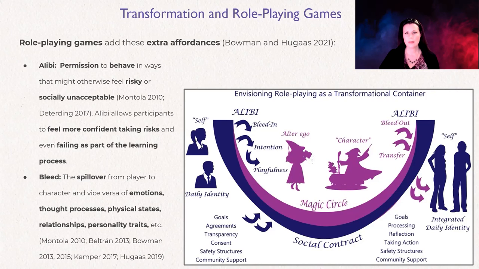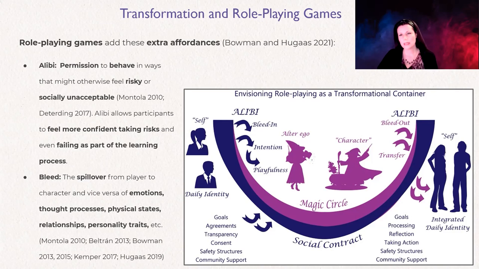So here we have a diagram that envisions role-playing as a transformational container. We have the daily self, the "daily identity," and I put this in quotes because it is often a role that we play, and it may not necessarily represent all of us. And then we have these goals, these agreements, transparency, consent, safety structures, and community support. That gives us a lot of alibi, which allows us to bleed in certain aspects from our daily life if we'd like, perhaps use intention and playfulness in order to drive play with these goals. So going into play, you're playing this alter ego or this character within this magic circle, and you've made these agreements with this social contract that allows it to be permissible to behave in ways that we wouldn't normally behave. And then maybe something special is learned there.